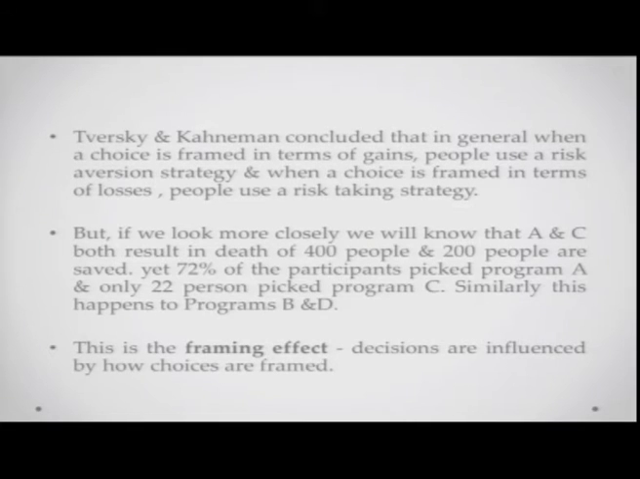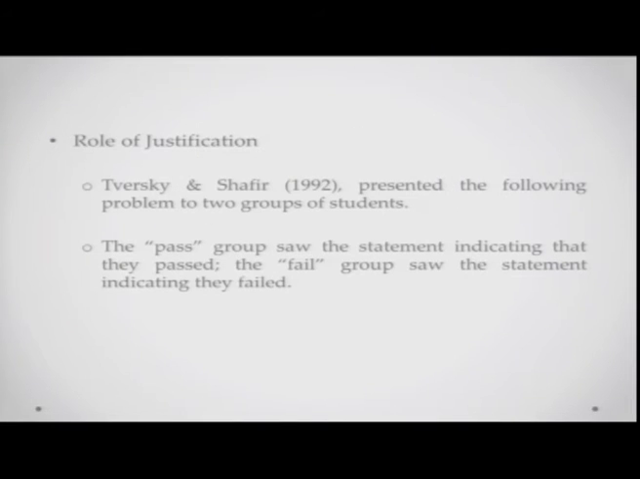But if we look more closely, we will see that A and C both result in the death of 400 people, and 200 people are saved, yet 72% of people pick A over B. Similarly, C and D are exactly the same, but you see 70% of people take D, and a lot of them leave out C. So, this is referred to as the framing effect. The framing effect basically says that how you make a decision is influenced by the wording or the framing of the problem.